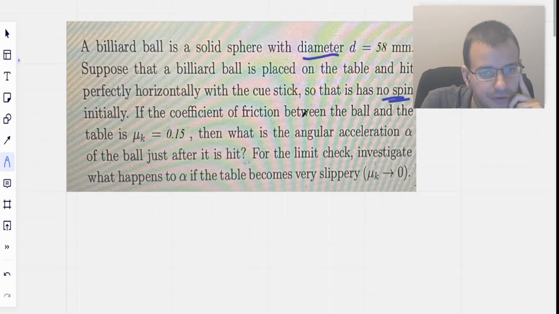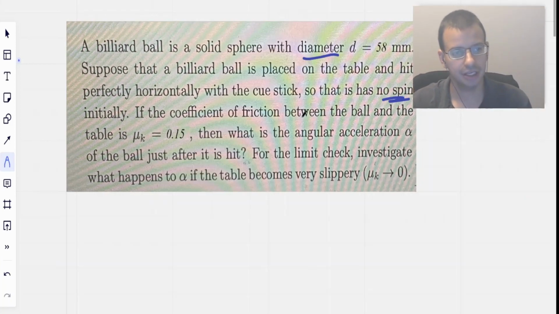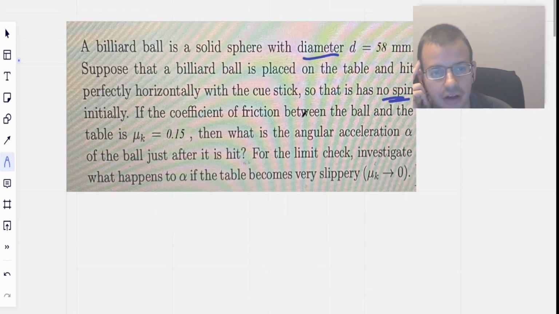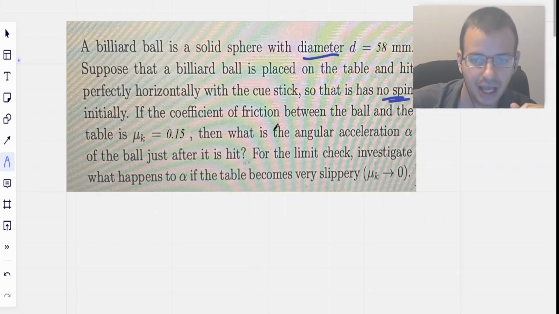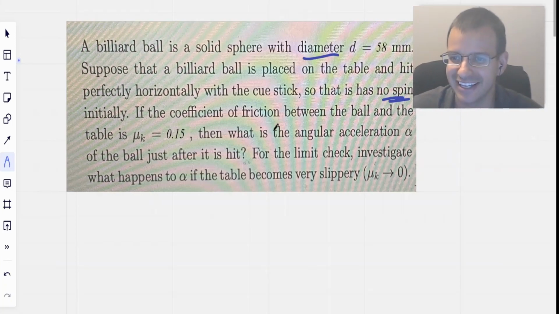If the coefficient of friction between a ball and the table is mu k, where the coefficient of kinetic friction is 0.15, then what is the angular acceleration alpha of the ball just after it is hit? For the limit check, investigate what happens to alpha, the angular acceleration, if the table becomes quite slippery, i.e. mu k approaches 0.